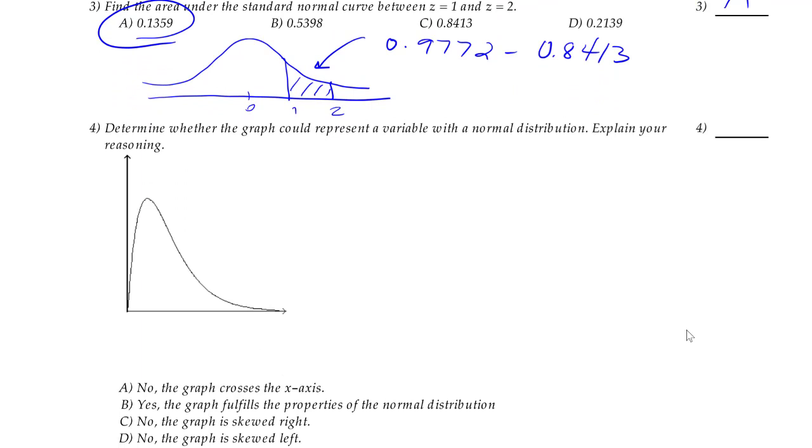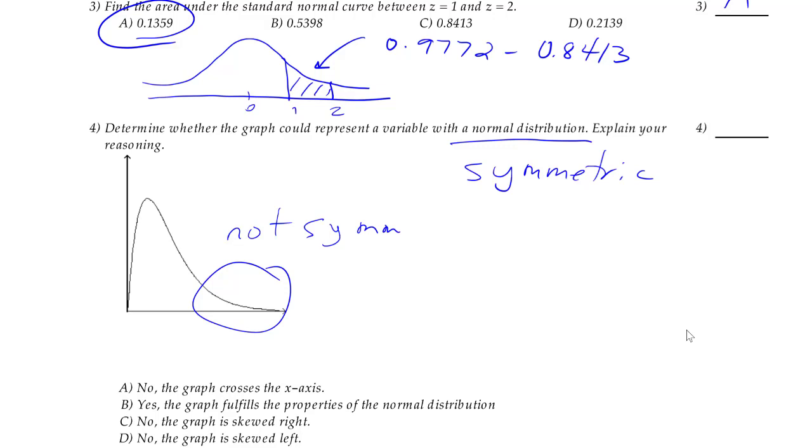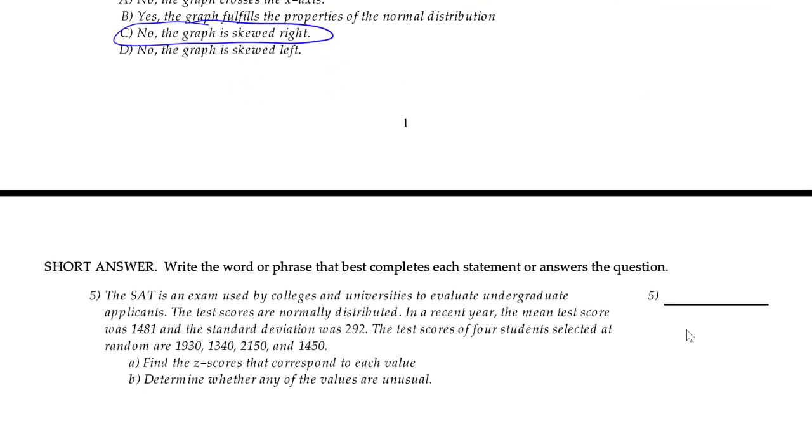All right, determine whether the graph could represent a variable with a normal distribution. A normal distribution is always going to be symmetric. This is not symmetric. It's skewed. And remember, when we talk about skew, we talk about where the tail is. So this would be skewed right.